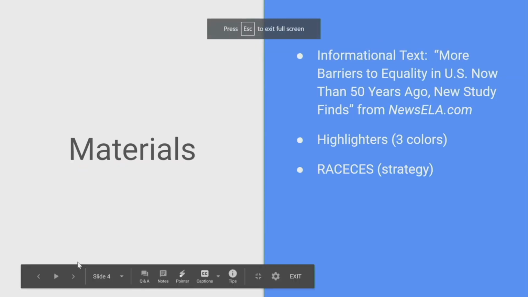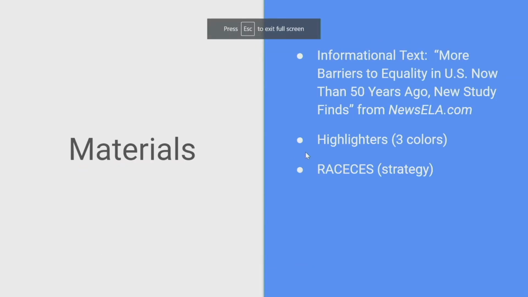So let's go ahead now, and we're going to do it together. So we're moving into the guided practice. What you'll need for this lesson is the informational text from News ELA. The article we're reading today is More Barriers to Equality in U.S. Now Than 50 Years Ago, It's a New Study Finds. That's the title of the article.